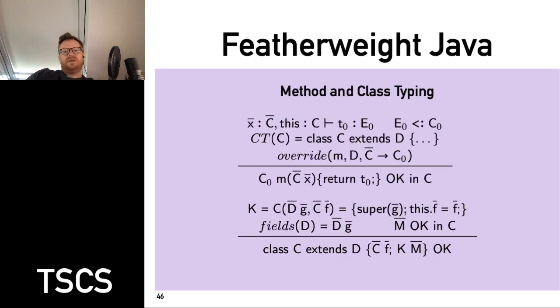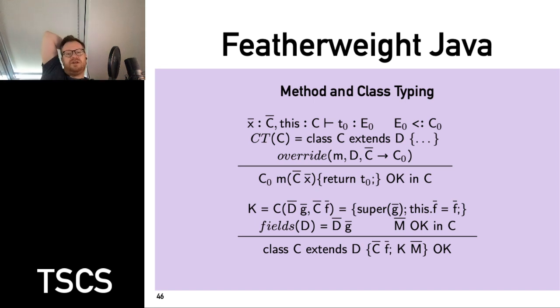Method and class typing, they look a little bit intimidating, these two rules. They are not. What you basically have here is syntactic constructs that mark things as okay. These are just syntactic constructs at this point. And what it basically gives us is that the method and class definitions must be conforming to the typing rules as well. So whenever we have, let's do the one in the bottom first.